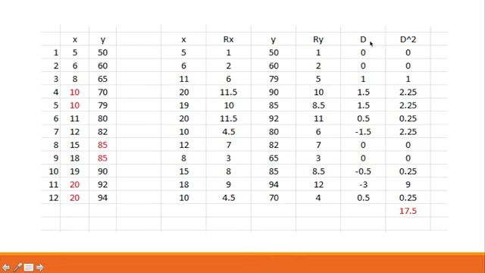D is the difference between what? The rank in X and the rank in Y. So 1 minus 1, 0. 2 minus 2, 0. 6 minus 5, 1. 11.5 minus 10, and so on and so forth. Again, sa Excel ko lang to ginawa.